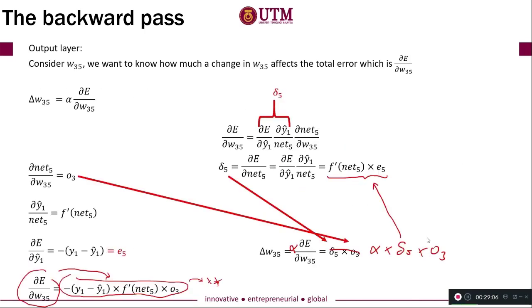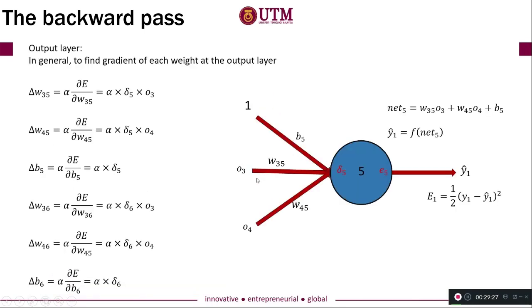If you talk about all the parameters involved in the output layer, to find the updater of every parameter there, whether it is W or B, you can repeat the same process, and that is what you get in general. To find the updater of W35, you multiply alpha, delta 5 and O3. To find the W45 updater, you multiply alpha times delta 5 times O4. And for the bias B5, the updater is alpha times delta 5. Actually it should be times 1, but I just removed it. Just imagine that times 1.